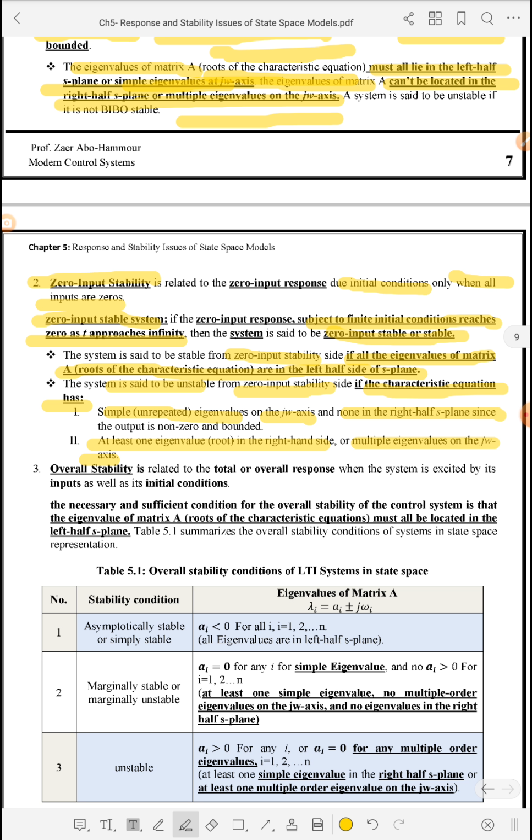And based on that, we come up with the overall stability that tries to organize and make an umbrella for the two types of stability. For this total or overall stability, we excite the system with inputs and initial conditions. So the necessary and sufficient condition for the overall stability is that the eigenvalues of the matrix A, or the roots of the characteristic equation, should be in the left hand side of the S-plane. And this is obvious in this table. So if all the roots or eigenvalues are in the left, then the system from the overall stability aspect is stable.